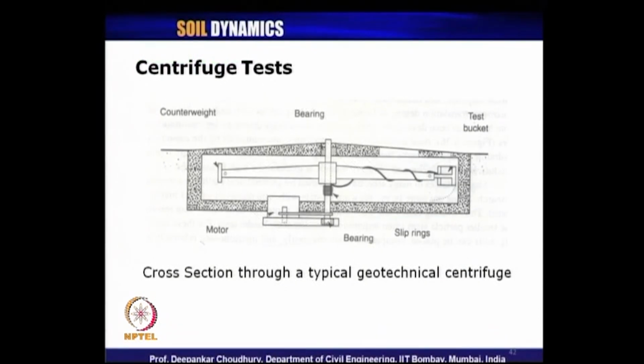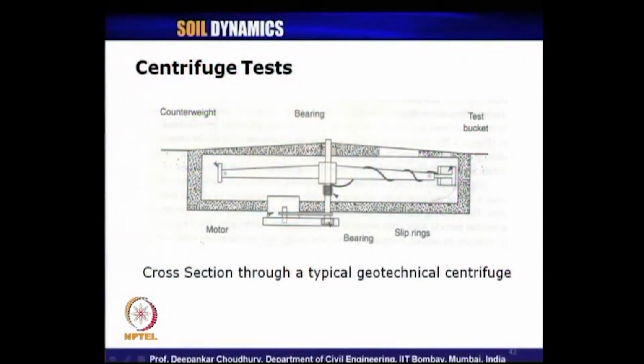Now, another model test is the centrifuge test for obtaining the dynamic soil properties. In the centrifuge test, this is the cross section of a typical geotechnical centrifuge. We have a bearing, slip rings, and a test basket. Here counterweights are provided. About this point, it keeps on rotating and the centrifugal force is generated, and that is how the principle is used to scale up the model dimension which we use in geotechnical engineering to a prototype or actual field dimensions.